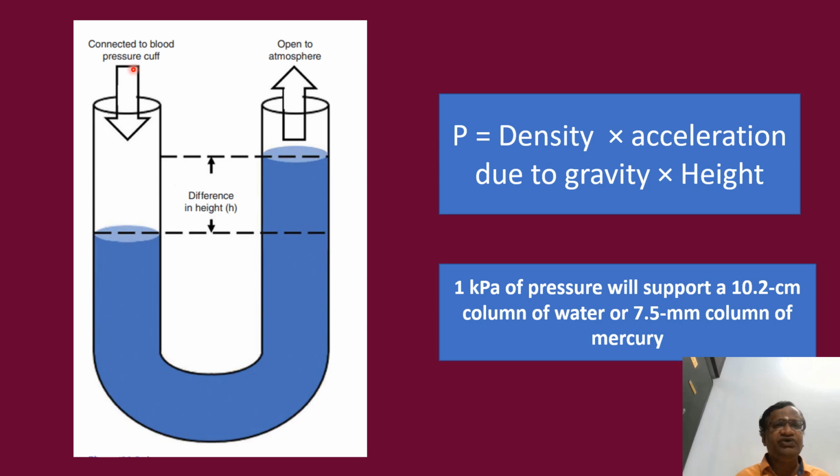It's very simple: a column connected to the blood pressure curve and open to the atmosphere. Pressure is equal to density into acceleration due to gravity into height. 1 kPa will support 10.2 centimeters of water or 7.5 millimeters of mercury. So pressure is equal to density, which is different for water and mercury, times acceleration due to gravity and height.